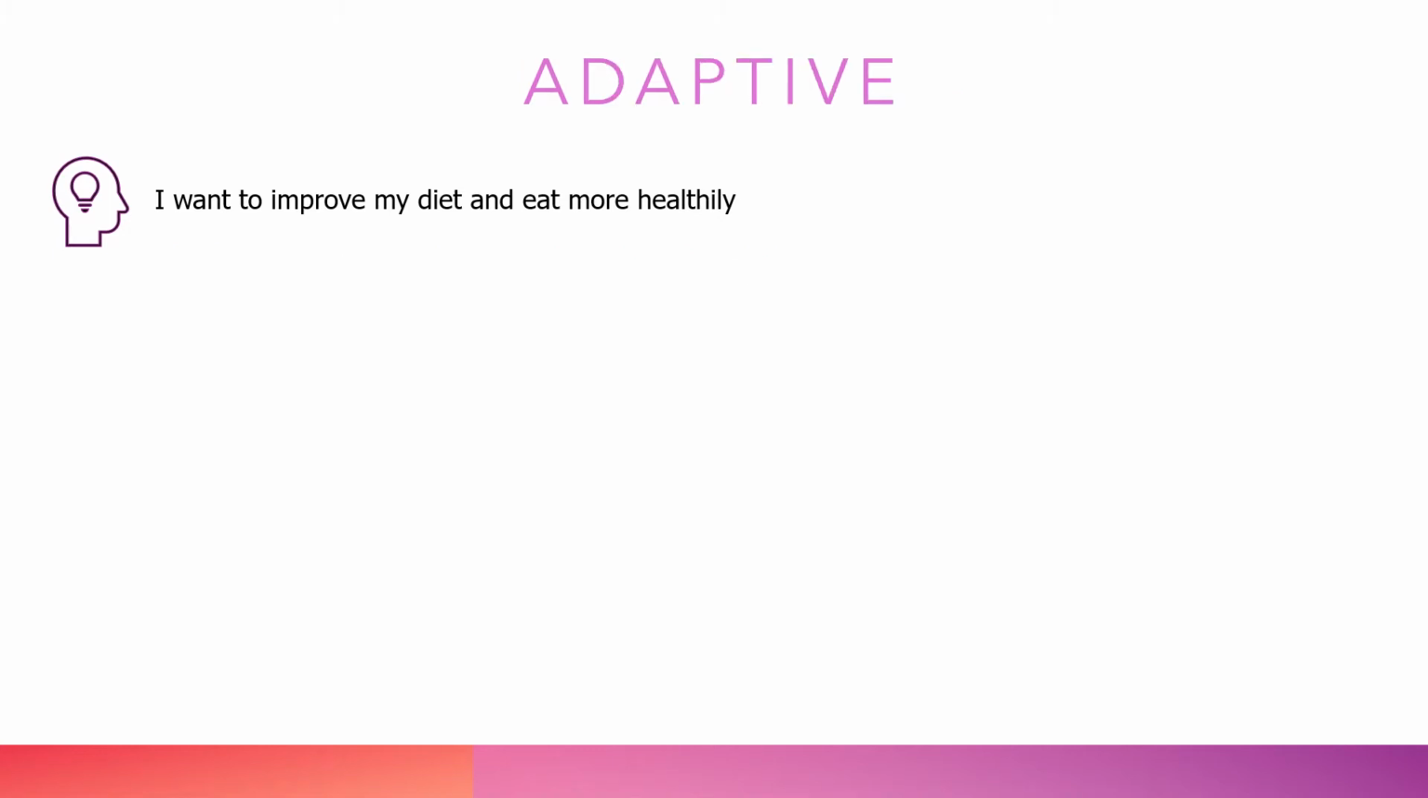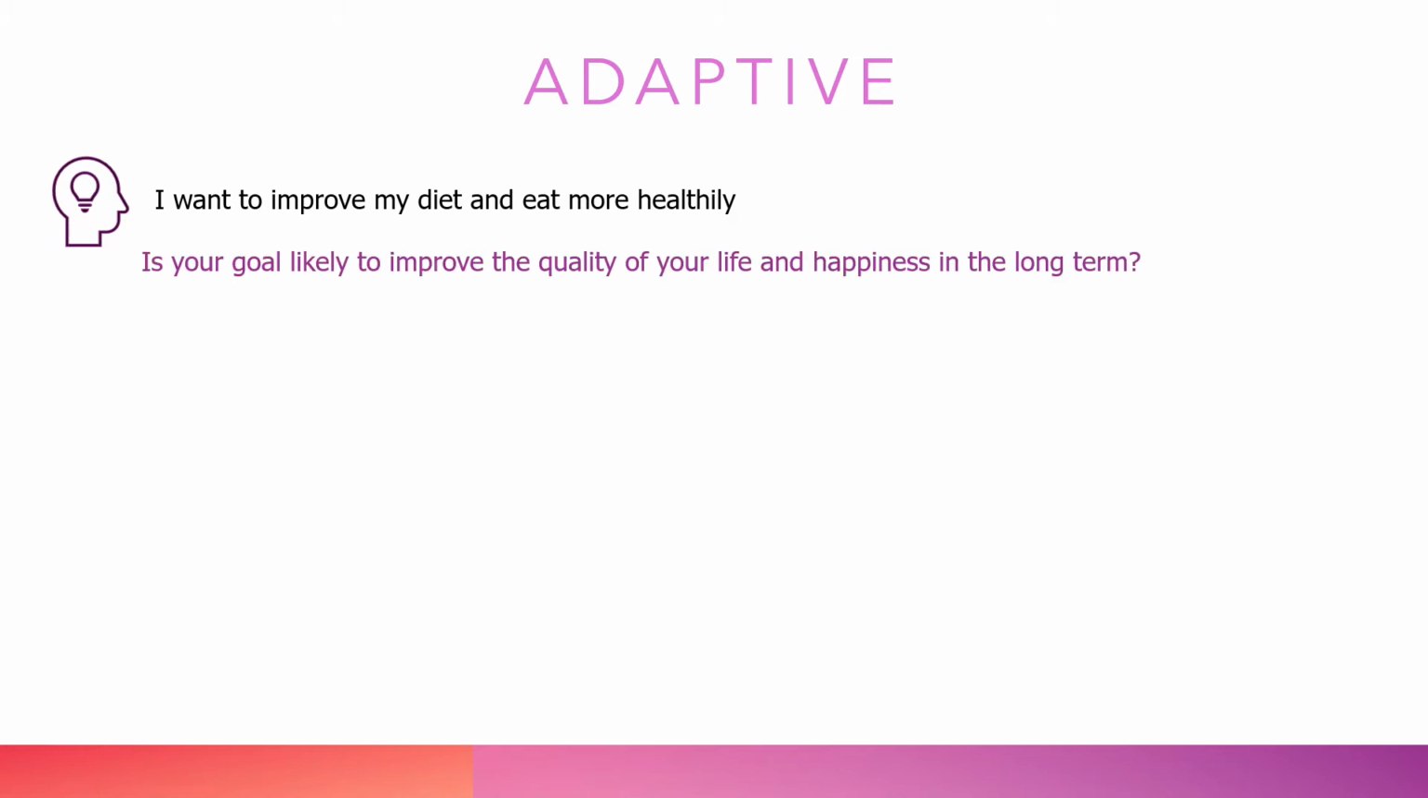So let's have a look at what we mean when we say adaptive in the SMART goal model. What I want you to do when you think about your goal here is to think really hard and honestly about how this goal might have the potential to improve the quality of your life, or your well-being, or your happiness long term. What potential does it have to make a meaningful difference to your life, and perhaps make it more rewarding?